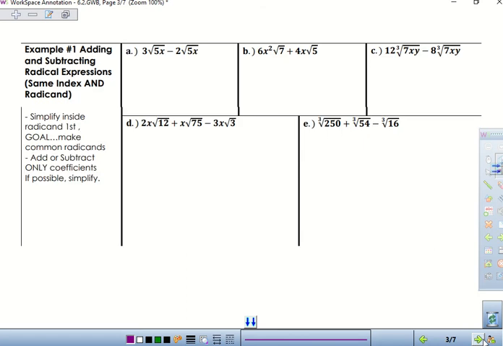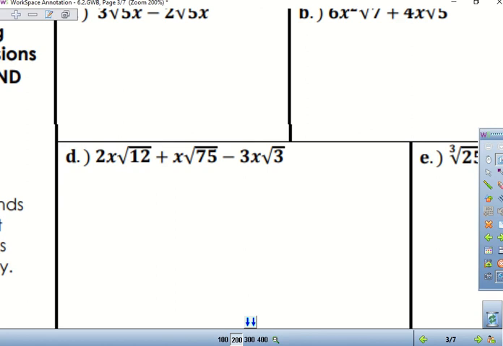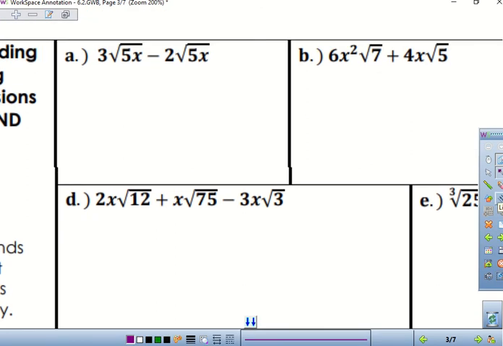Alright, so the first one we're going to look at here is letter A. For letter A, we're going to look at the variables and the radicals. As you can see, the radicals are the exact same on this one, right? Because of that, we can just add, or subtract in this case, those coefficients. So what's 3 minus 2? 1. So your answer is going to be 1 radical 5x, which is just equal to the square root of 5x.